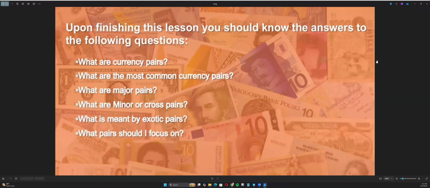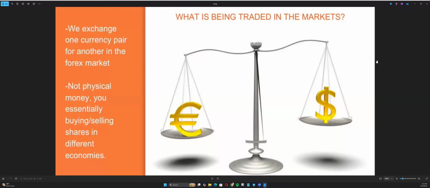In this instance, we exchange one currency for another currency in the Forex market. It is not physical money. You are essentially buying or selling shares in different economies by exchanging one currency for another. So you should know that in the Forex market, we are trading everything as per currency exchange. Either you're trading the pounds or the euros for the dollars or otherwise.